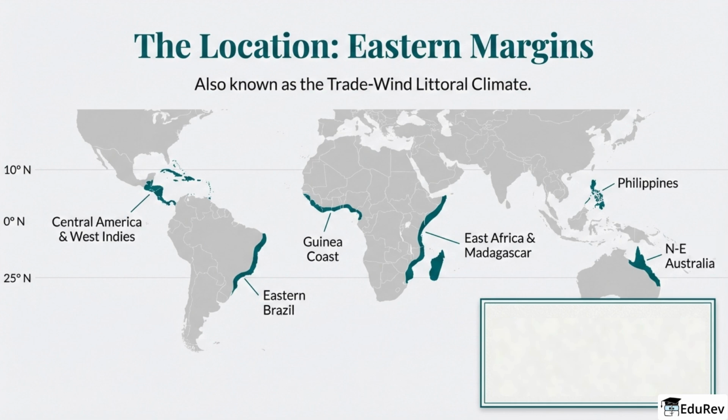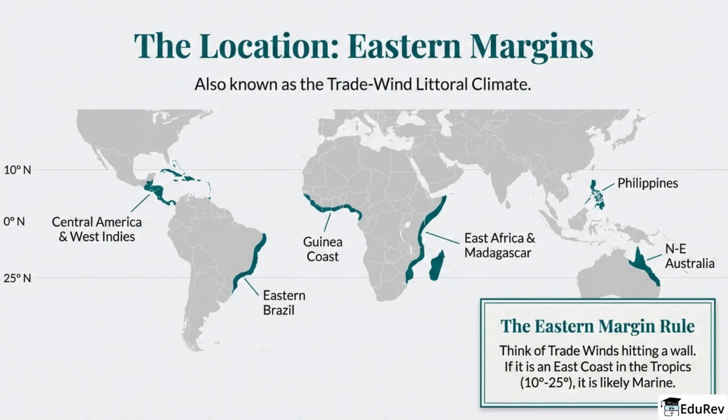Now here is the trick. Think of the trade winds hitting a wall. If it is an east coast in the tropics, roughly between 10 degrees and 25 degrees north or south, it is likely to show tropical marine conditions. That one rule solves more map questions than blind memorization ever will.